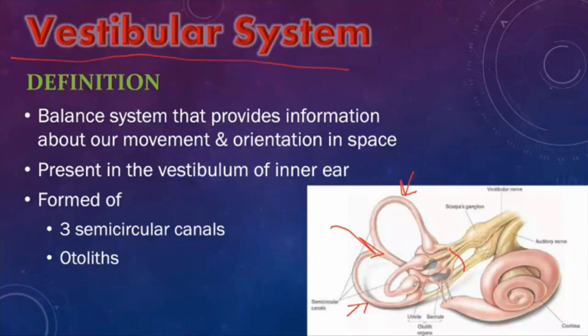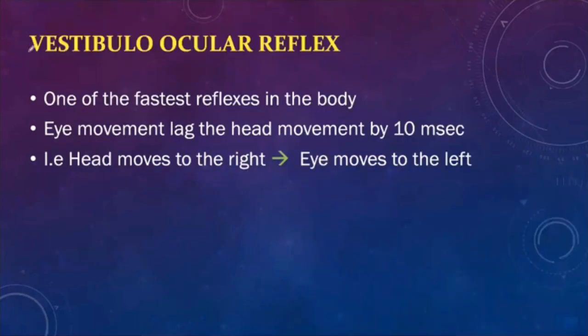So there is an important reflex that is commonly asked in the exam. It's called the vestibulo-ocular reflex. This is considered one of the fastest reflexes in the body, as its latency is only 10 milliseconds. So you can see this is very, very fast. So the eye movement lags behind the head movement by 10 milliseconds.